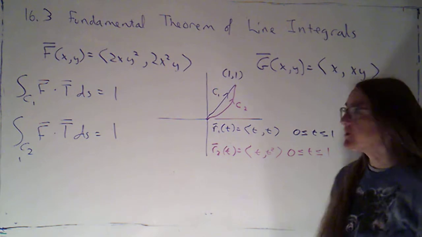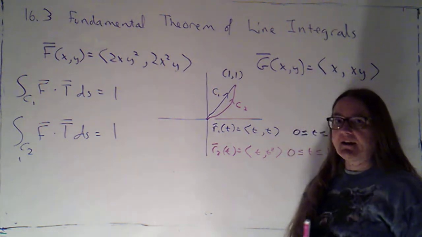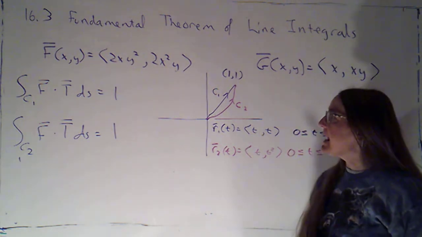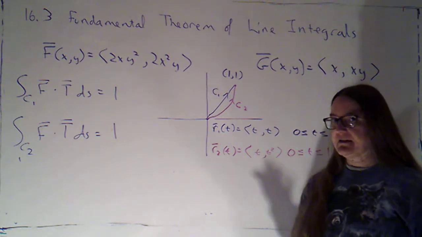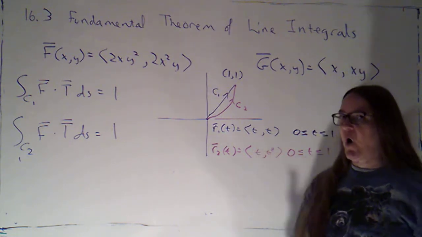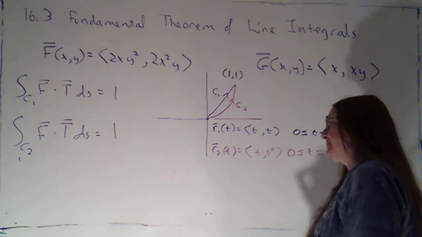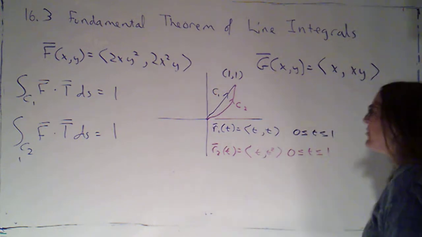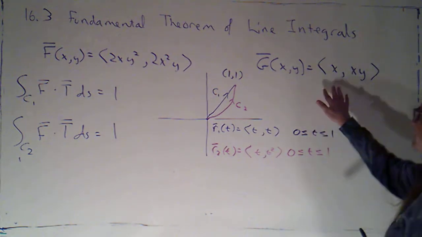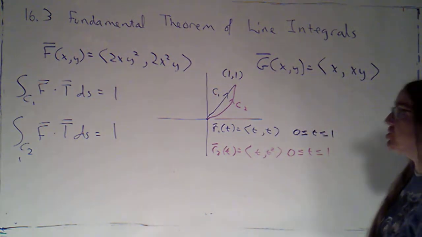So that's a kind of interesting result. Two different paths with the same starting and ending point, and we get the same amount of work that's done. Okay. So the question is, is that coincidence or not? The answer is, it's not coincidence. But it doesn't always happen for all work integrals. So let's take a look at what we get with G.